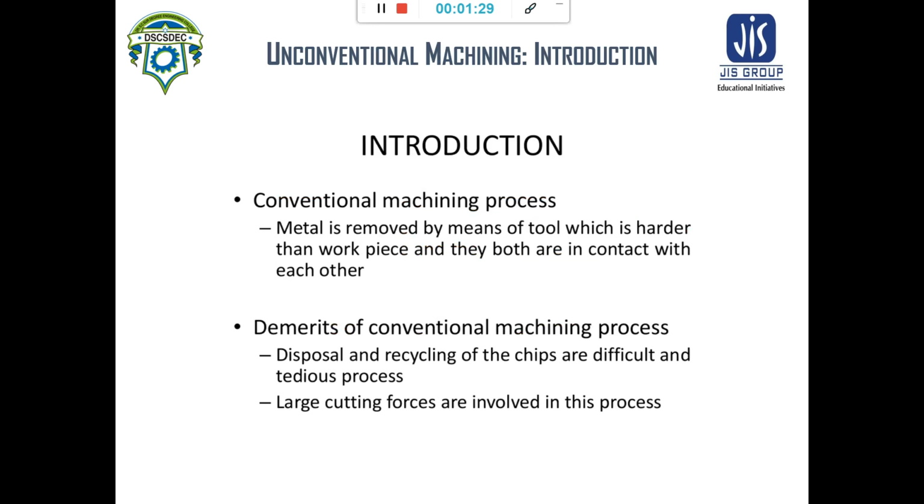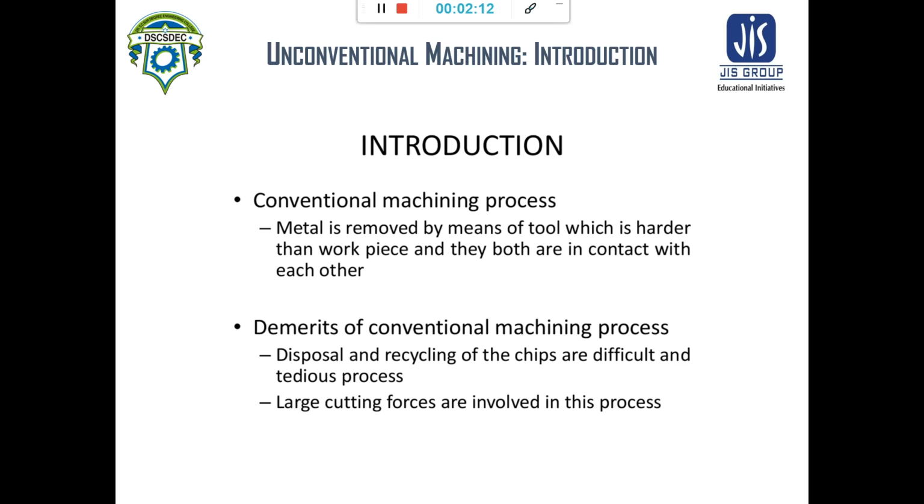So first, what is conventional machining process? We have already discussed this, that the metal is removed by means of a tool which is harder than the workpiece, and both of them are in contact with each other. What is the definition of conventional machining that we have discussed earlier? Machining is nothing but a process of removing material in the form of chip by using a wedge shaped tool. That tool is called cutting tool, in a machine, in a device called machine tool. That is the definition of machining. So that is conventional machining.